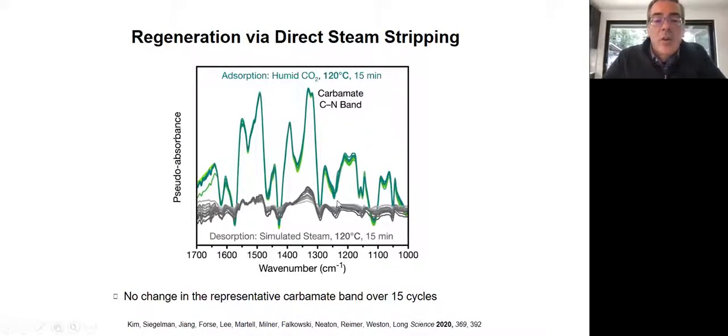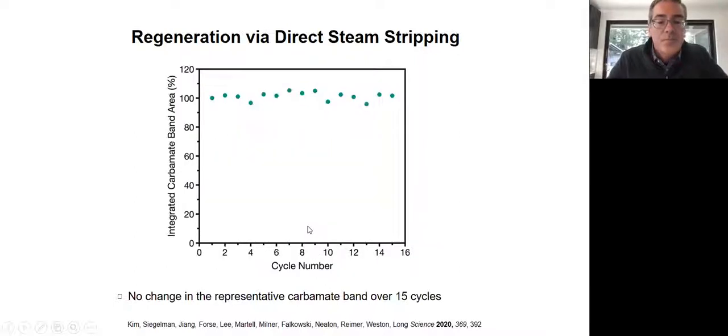And I won't have time to go into details, but these are IR spectra just showing that we can actually do isothermal cycling, where we're switching from a 120 degree C stream containing CO2. We have CO2 adsorption to form those ammonium carbamate chains. And then we can switch to just a pure steam stream at the same temperature and remove the CO2. And that can be cycled.